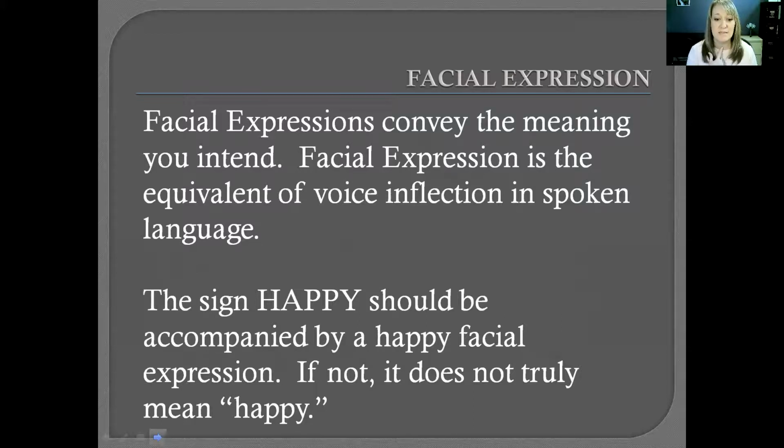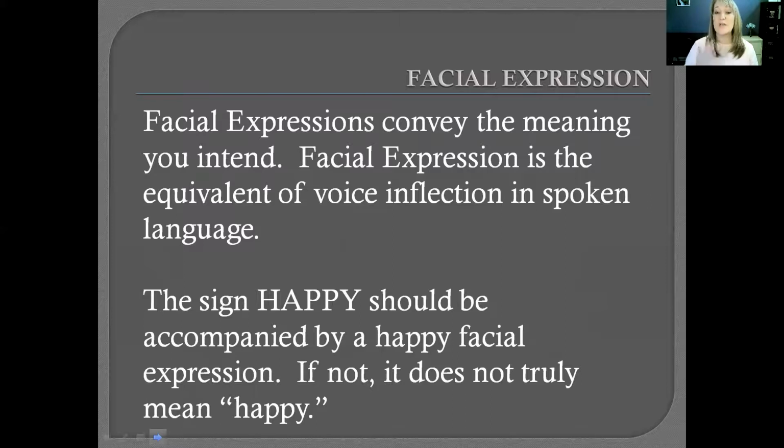So think about this. If I say, I'm really happy today, you're thinking I'm not, right? So what I do with my voice, even though I said the word happy, what I did with my voice makes you think I'm not. It's exactly the same when you sign happy. You just don't have voice inflection, right? Instead, your voice inflection is your facial expression. So the sign happy has to be accompanied by a happy facial expression, because if it isn't, it doesn't really mean happy. Just like when I just barely said, I'm really happy. It didn't mean that I was really happy.